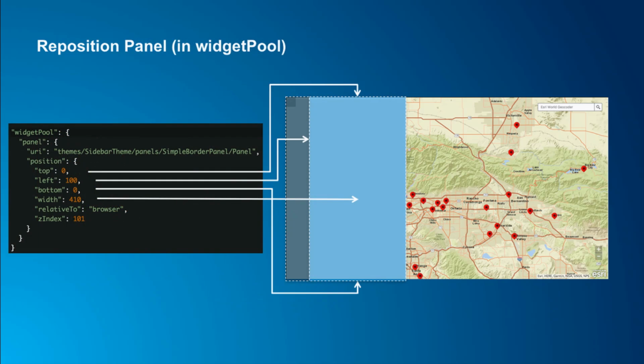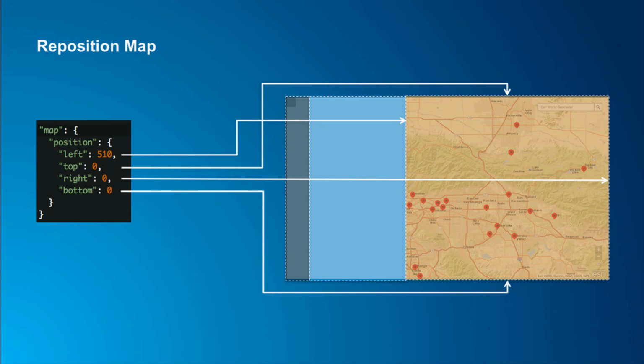Okay, and then we reposition the panel widget. In the default layout within the demo theme, we are using the simple border panel, which is a very simple panel widget, but for now, let's just use it. And let's position it next to the vertical bar, which will be the controller. And the next step is to reposition the map a little bit. It is really just this left equals to 510 pixels, which will push it to the right on the screen.